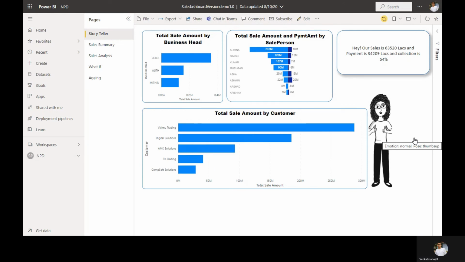Good evening, everyone. In this demo, we'll take you through a glimpse of sales overview, finance overview, followed by production overview. First, we'll begin with sales overview.